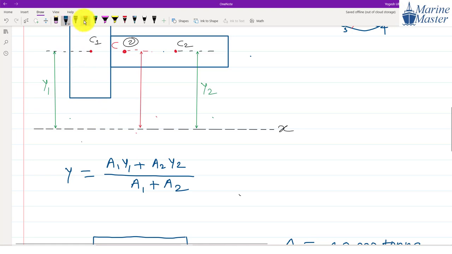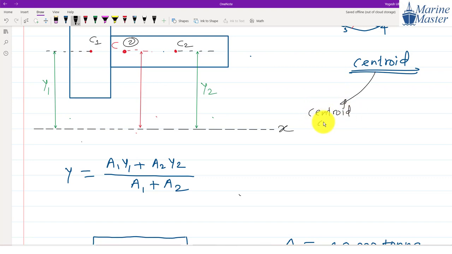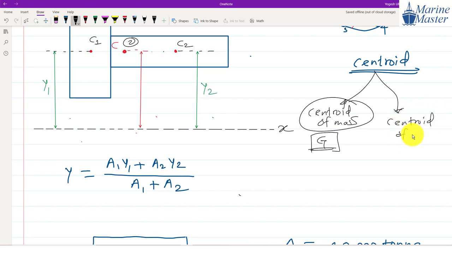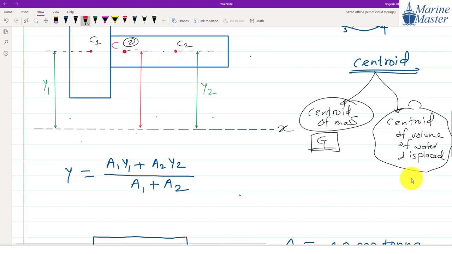Centroid will have a different meaning in different scenarios, guys. Centroid of mass means center of gravity. Centroid of volume of water displaced. What is the meaning of centroid of volume of water displaced? Guys, tell me.